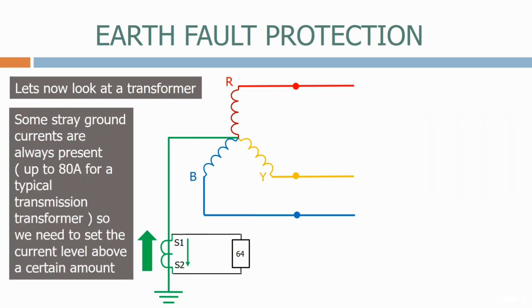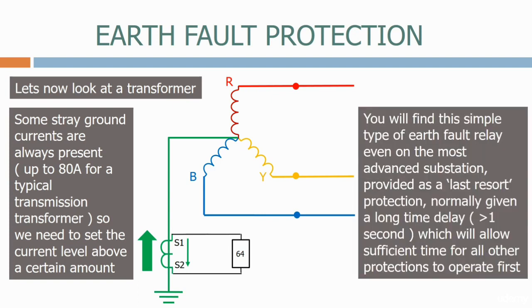Some stray ground currents are always present, up to 80 amps for a typical transmission transformer, so we need to set the current level above a certain amount. You will find this simple type of earth fault relay even on the most advanced substation, provided as a last resort protection, normally given a long time delay greater than 1 second, which will allow sufficient time for all other protections to operate first.